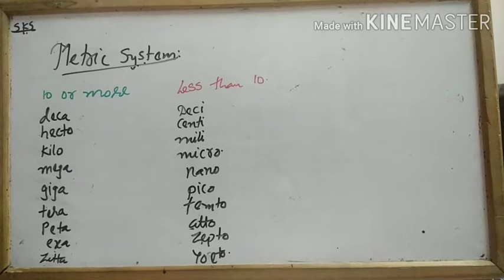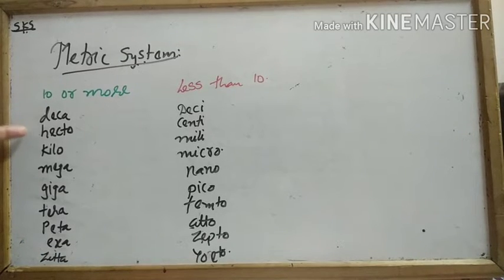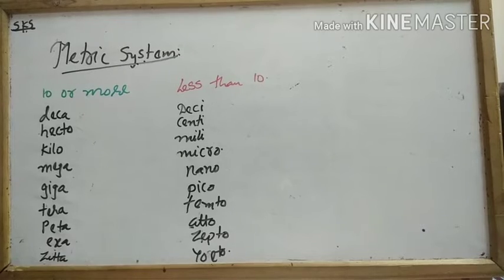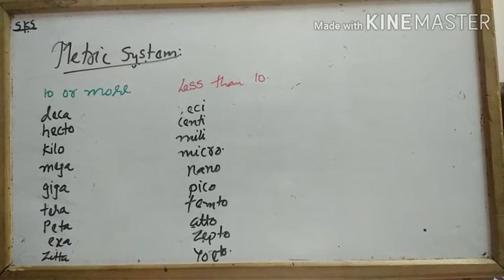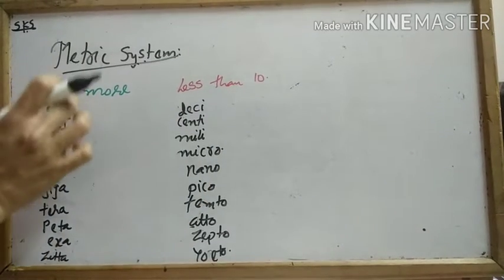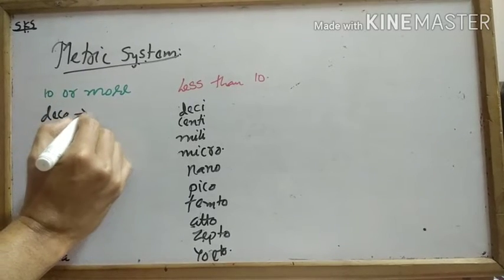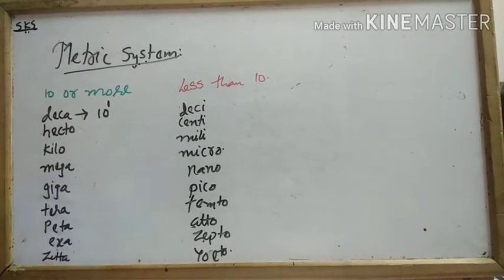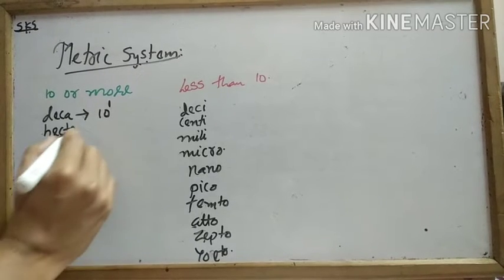Now, if the units are 10 or more than 10, then there are a few prefixes. And remember, any prefix, when you are using it, it should start with a small letter. Here, I made an error. I'm changing it. Now, these are the units, metric system, 10 or more than that. If I use the word deca as a prefix, then 10 raised to 1.